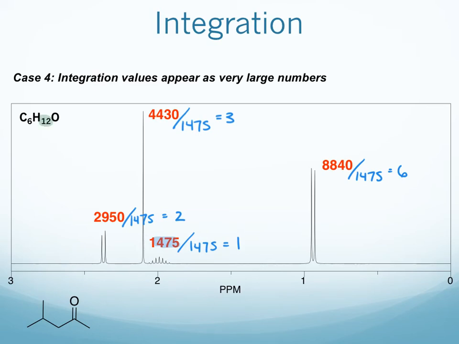And if we add up our integration values, 6 plus 3 plus 2 plus 1, those add up to 12. So in this one step, we were able to get our accurate integration values.